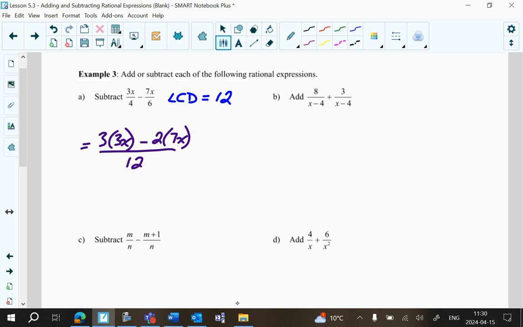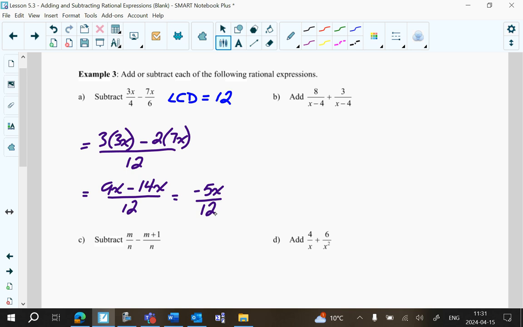So let's simplify the top. 3 times 3x is 9x, minus 2 times 7x, which is minus 14x over 12. 9x minus 14x is negative 5x over 12. And just like numerical fractions, always look to reduce. We can't reduce this.